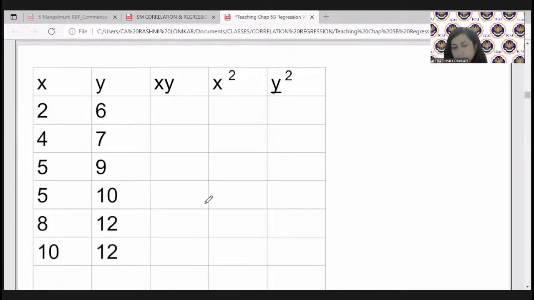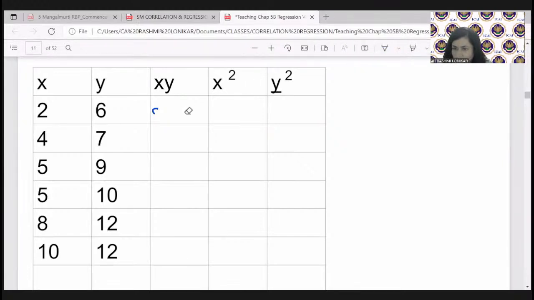Okay, right. So let us find out summation xy. For that, 6 into 2 is 12. This is 12. This is 28. 4 7s are 28. 5 9s are 45. 5 10s are 50. 8 12s are 96. 12 10s are 120.